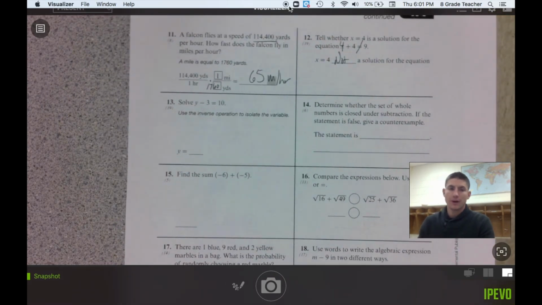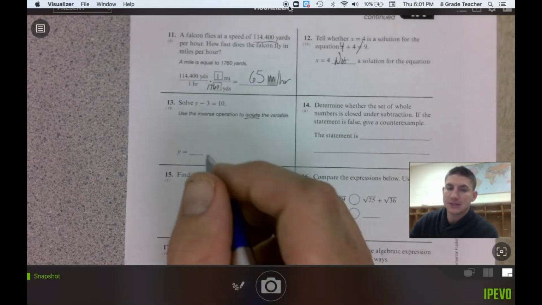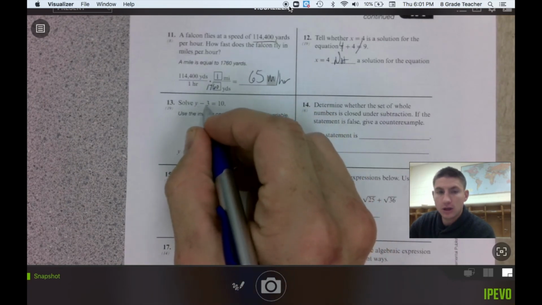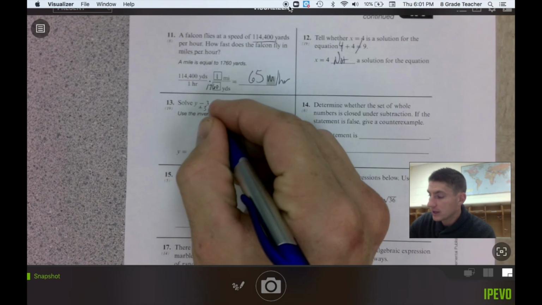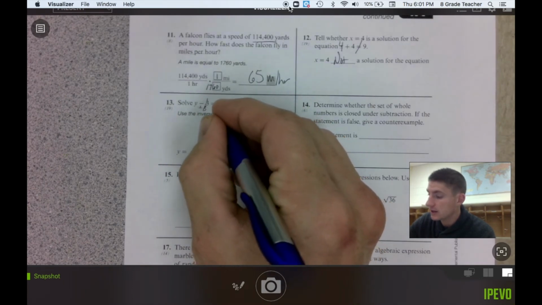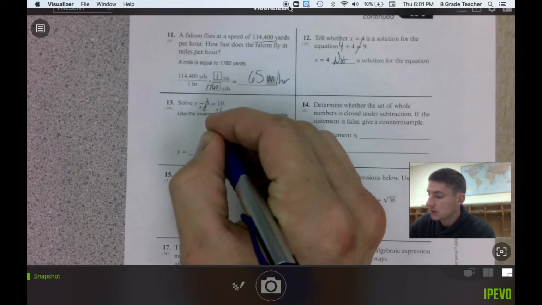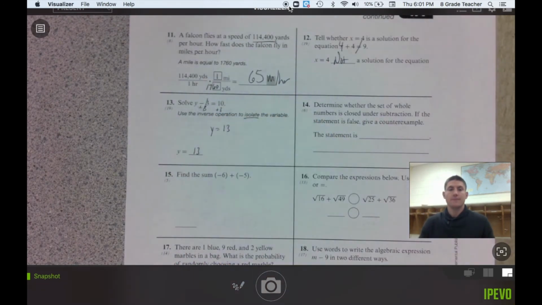13, solve y minus 3 equals 10. Use the inverse operation to isolate the variable. That means get the variable by itself to isolate. So I have to do the opposite or inverse operation. I've got minus 3 here. The opposite of minus 3 would be plus 3. To plus 3 to one side would cancel this out, but then I have to do it to the other side. Whatever I do to one side, I do to the other side. To plus 3 to this side, 10 plus 3 then would be y equals 13. Sorry about that. Number 14.